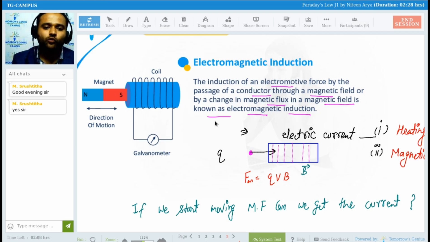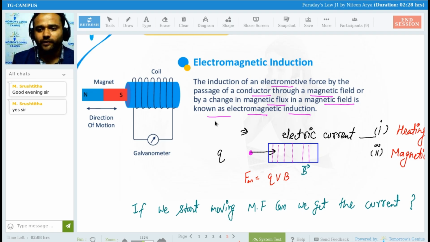We just need to find the moving magnetic field. Clear everyone? So the main thing here we're going to discuss, whatever I'm saying, these are the experiments in general. So what is electromagnetic induction? Till now, whatever we learned, whenever a charge starts moving, it generates an electric current. Okay, fair enough.